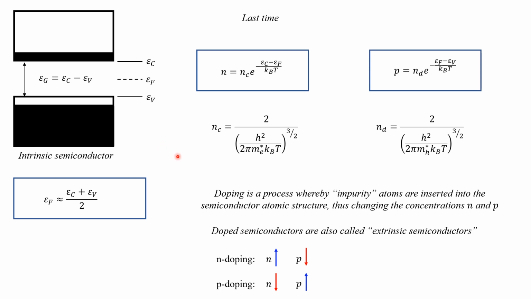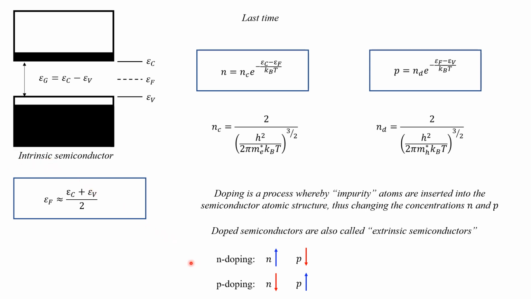Okay, so let's begin by defining what is doping. When we dope a semiconductor, we insert what we call an impurity atom into the semiconductor, and it's these impurity atoms that will contribute to changing the concentrations of free electrons and holes. So we control these concentrations through the concentration of impurity atoms. That's something the engineer chooses to get the electrical properties that the engineer wants. And when we dope a semiconductor, we can also call it an extrinsic semiconductor as opposed to an intrinsic semiconductor.